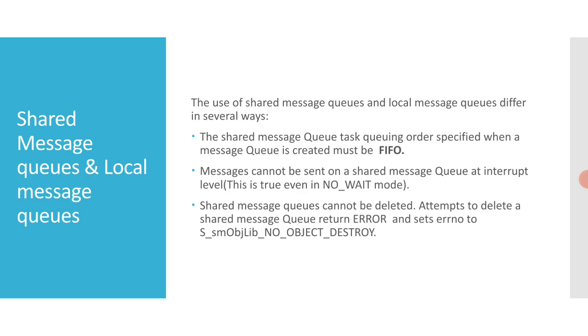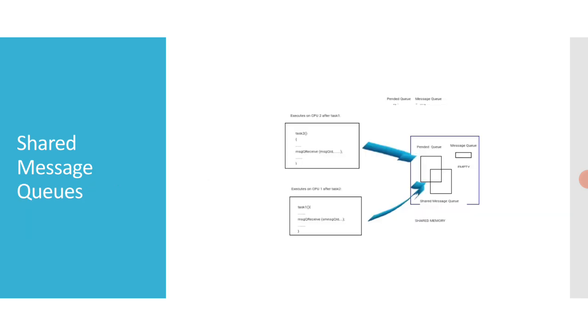So coming to the first point, the shared message queue task queuing order specified when a message queue is created must be FIFO. Just look at this picture. Task T1 and T2. The figure shows two tasks executing on different CPUs, both trying to receive a message from the same shared message queue.